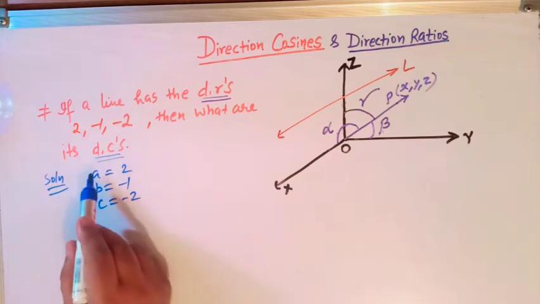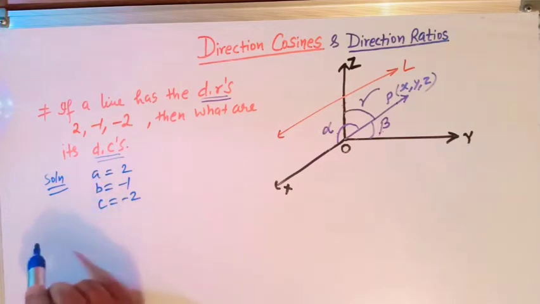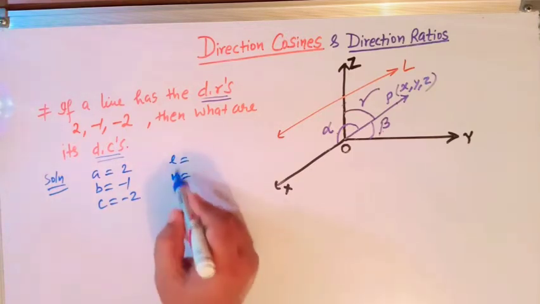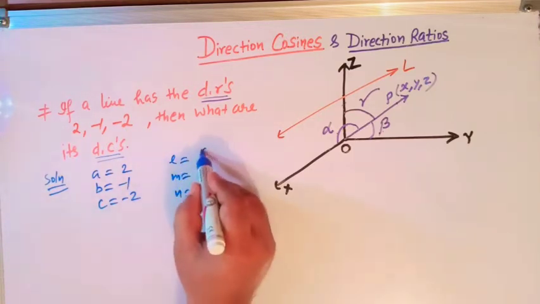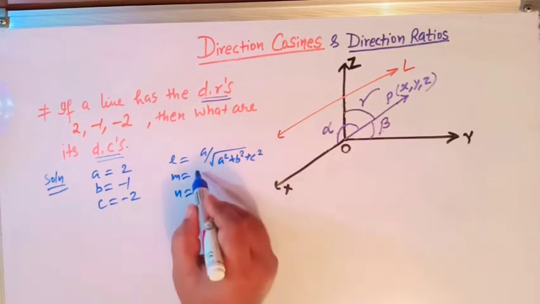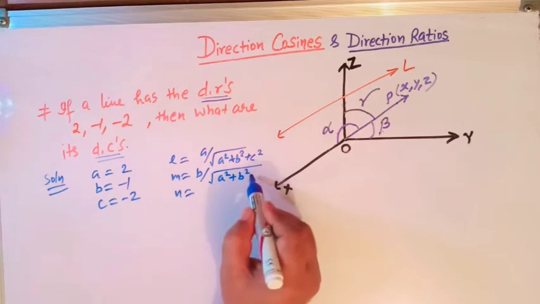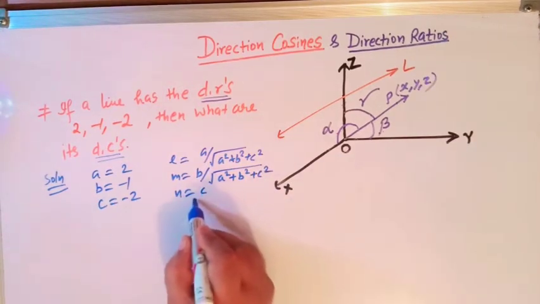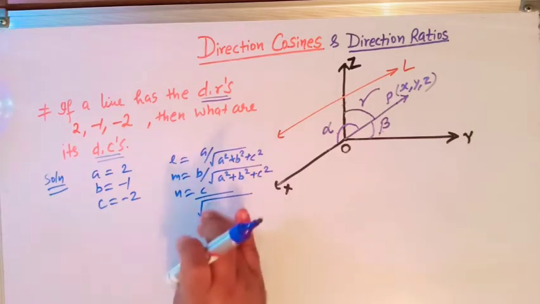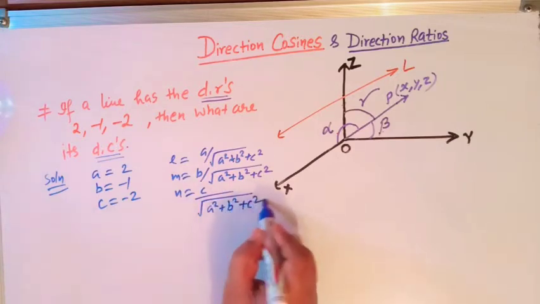Viewers, always remember, we denote direction ratios by a, b, c, while the direction cosines are denoted by l, m and n. Now l is a over square root of a square plus b square plus c square, then m is b divided by square root of a square plus b square plus c square, and n is c divided by the same square root of a square plus b square plus c square.